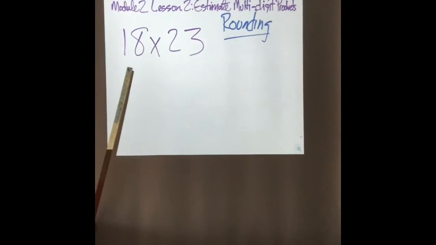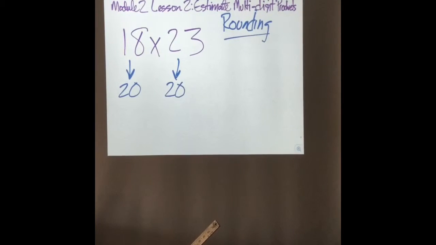So if I was going to round 18, what number do you think would be best to round to? 20. Okay. And if I was going to round 23, how would I round that one? 20. I'd round it to 20 as well. And then I'd bring my multiplication sign.